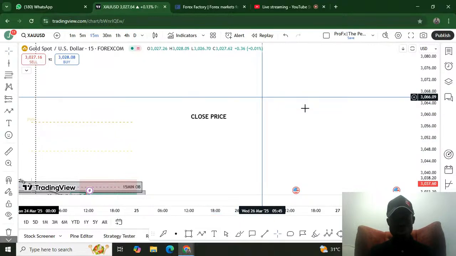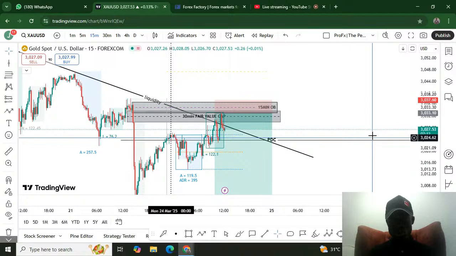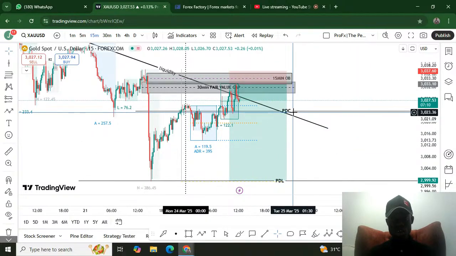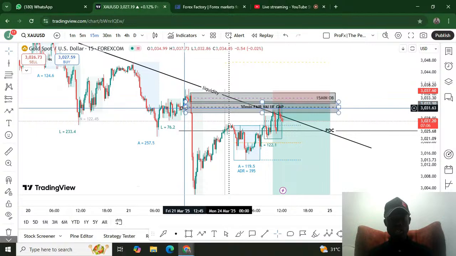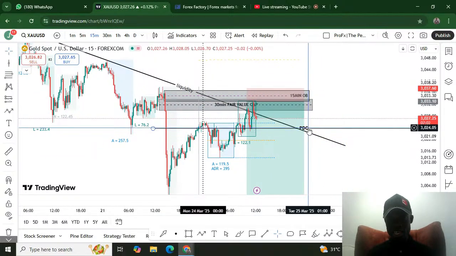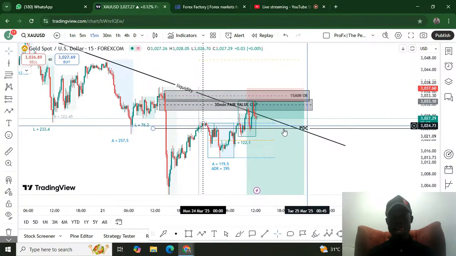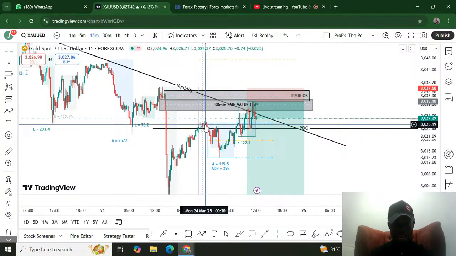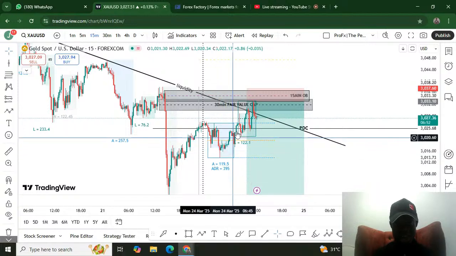So look at gold. Look at what we have in gold. Previous day close, previous day low, because we closed bearish the previous day. So this is the close price. This line we are seeing here is representing the close. Okay, and price came below Asian range, came above.